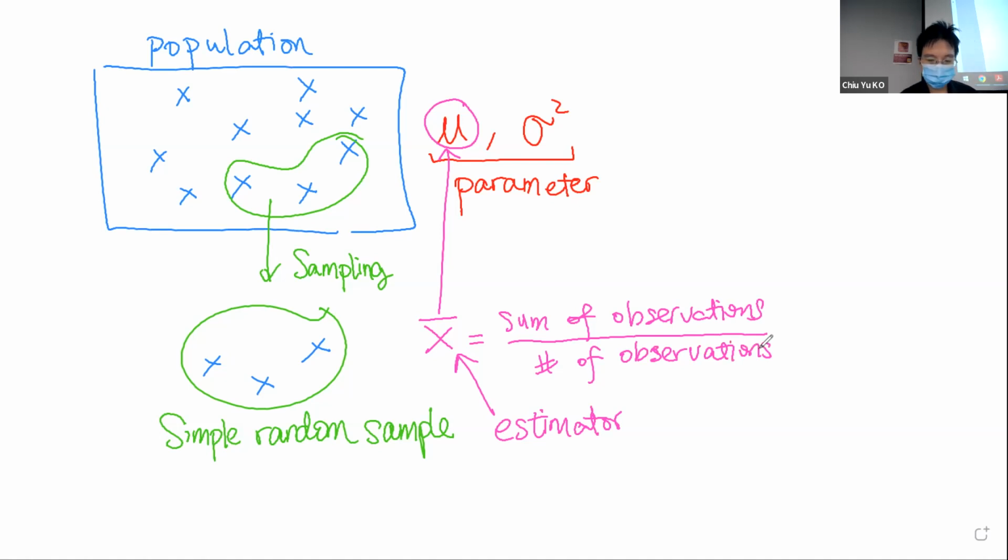And this rule actually gives a number, a number to guess this one. If the rule gives a number, this is called a point estimator. If a rule does not give a number but gives a bunch of numbers, an interval, this is called an interval estimator.